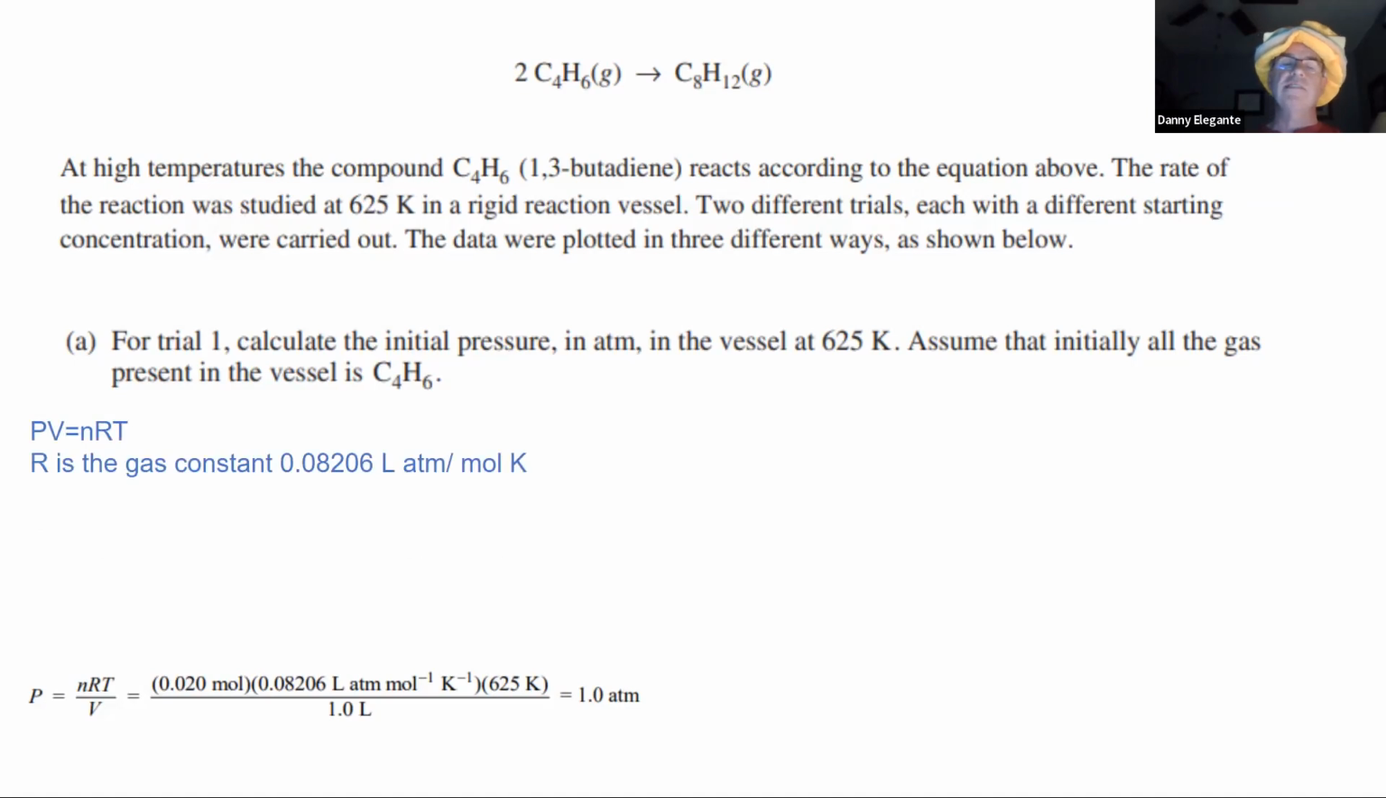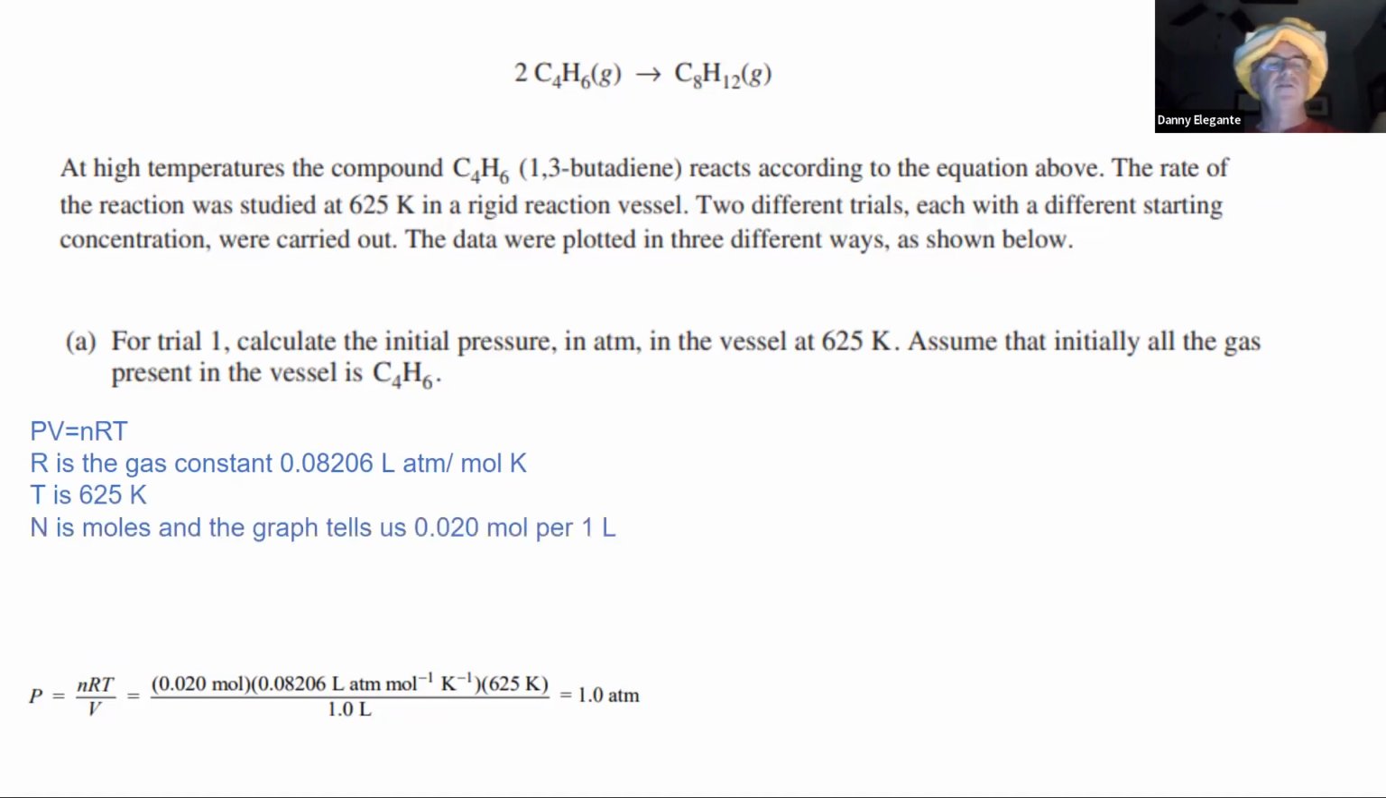All right, R is the gas constant. Now remember, this is on your sheet with all the stuff. So you want to pick the one for atmospheres because it says in atmospheres. The temperature is 625 Kelvin. They didn't even give it to you in Celsius. You can just plug that sucker directly in. The tricky part is, what are you doing for moles and the liters?